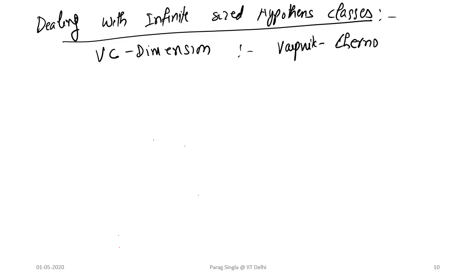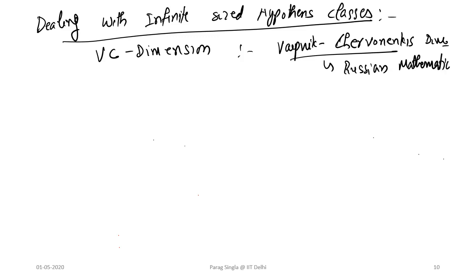Chervonenkis dimension. This is named after the Russian mathematicians who are the inventors of this concept. And this is a very important concept in learning theory.